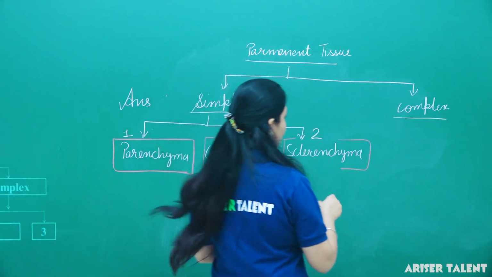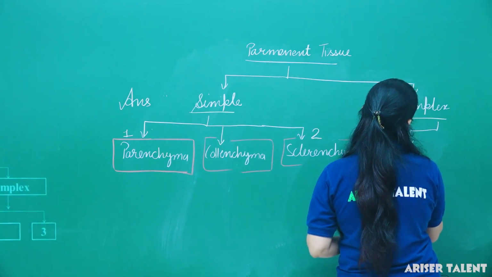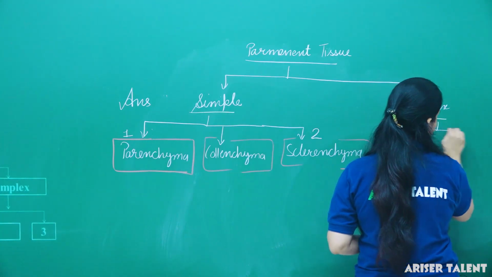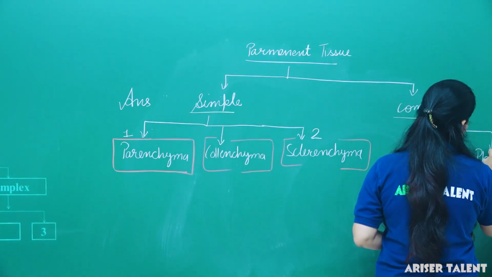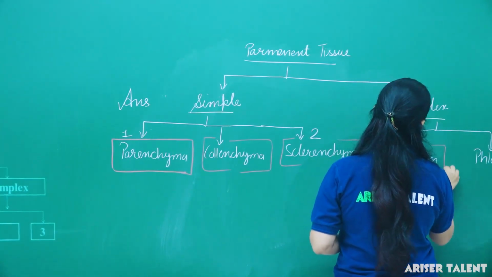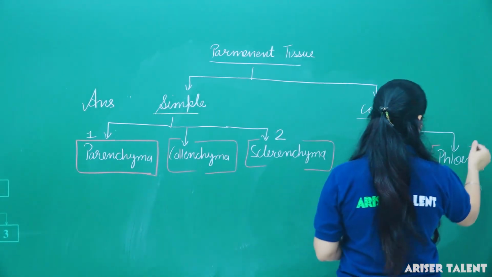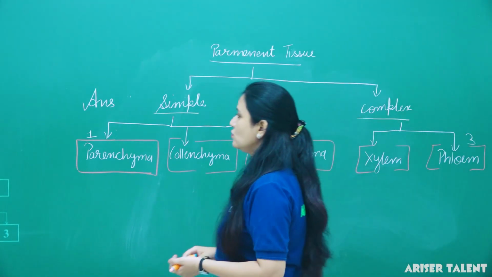Then complex tissue. If we go to the complex tissue, they are of two types: xylem and phloem. Clear? So the third answer is phloem. Clear? So complete the table.